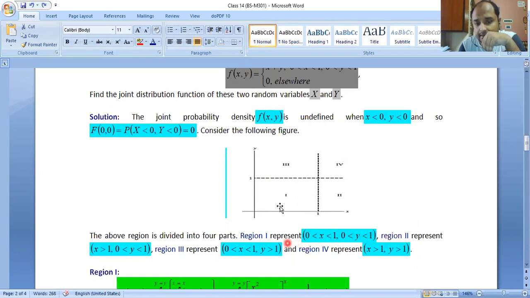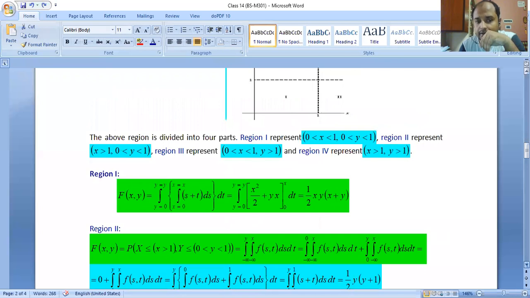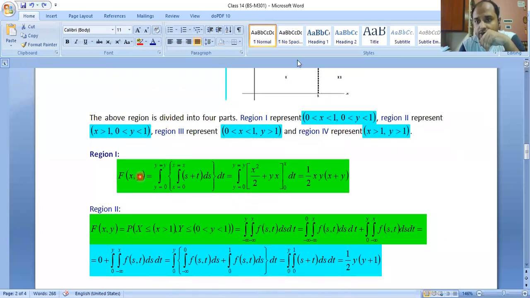When x is greater than 1 and y is lying between 0 and 1, that is your region 2. When x is lying between 0 and 1 and y is greater than 1, that is your region 3. And when x is greater than 1 and y is greater than 1, that is your region 4. Once the region has been divided, we are going to calculate this joint distribution function separately for each region.